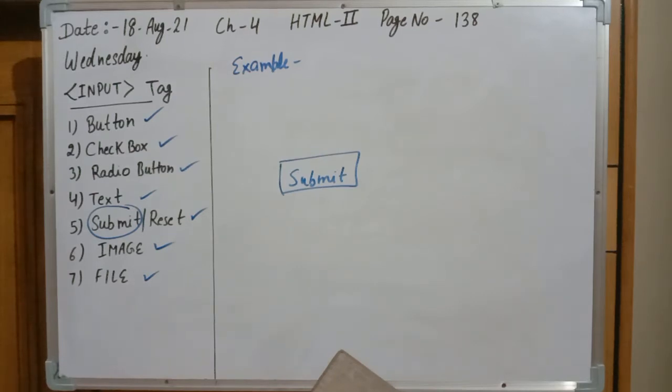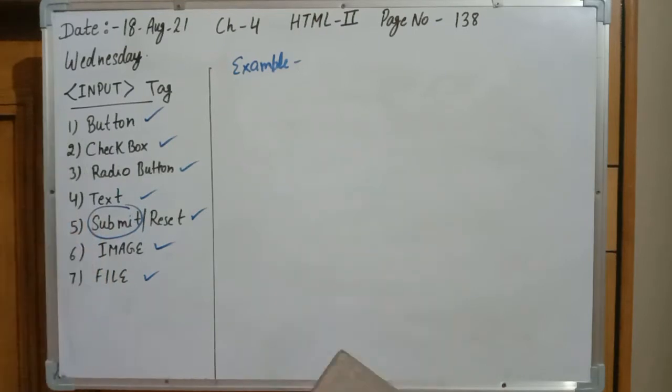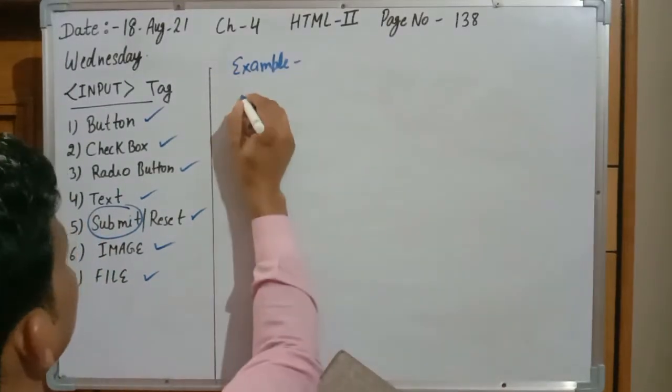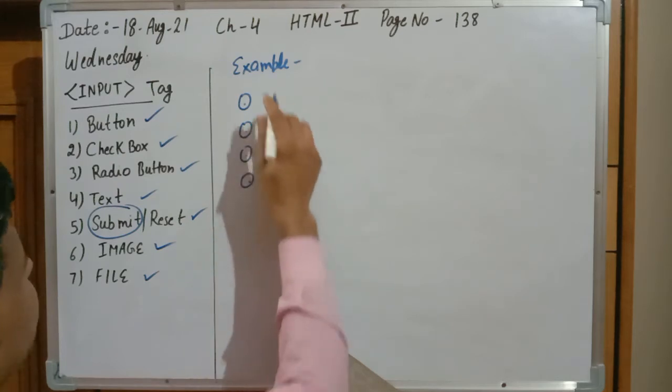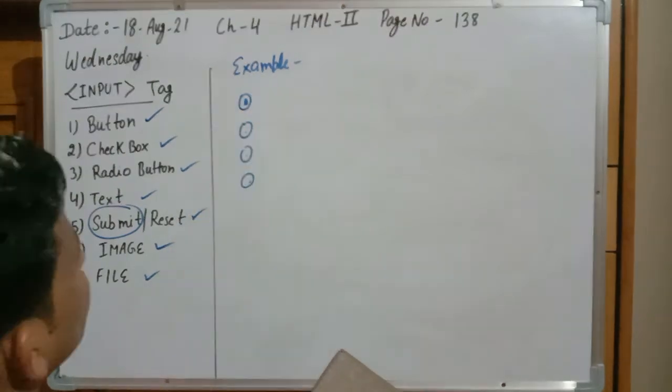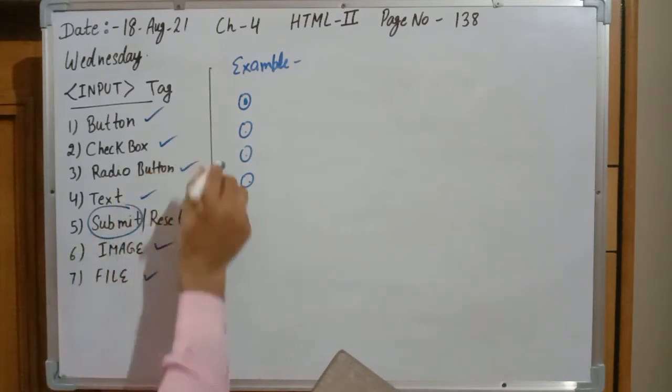Now come to the next part, that is input type is equal to radio. Which type of button is radio? A radio button is that type of button in which we can select only one value. Like these types of buttons, out of these, one option is correct. We can select any one. This is the input type radio button.